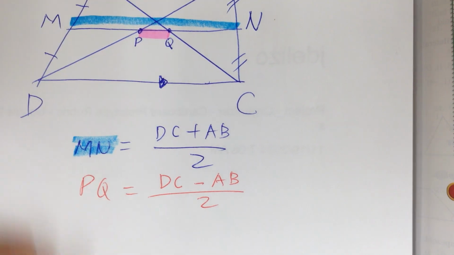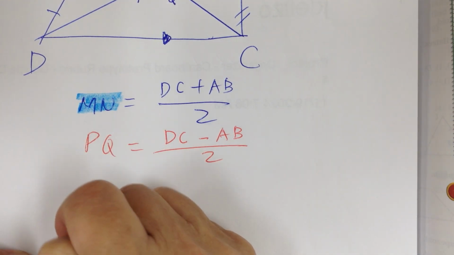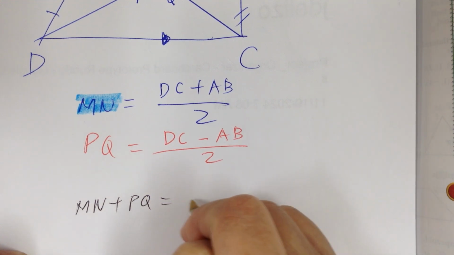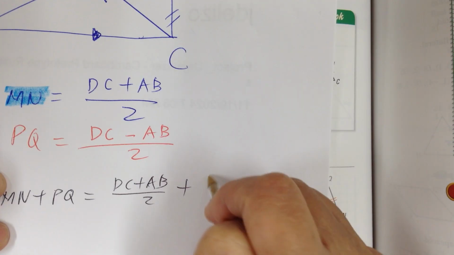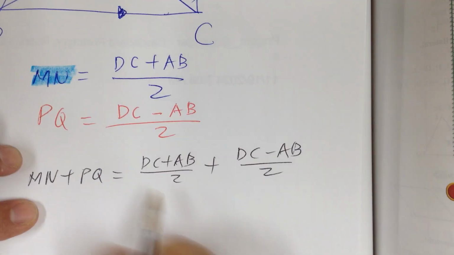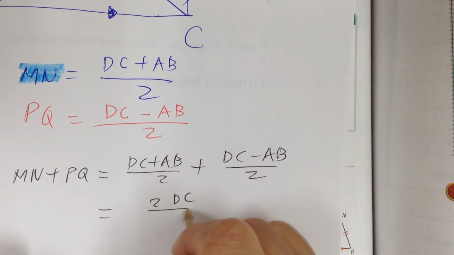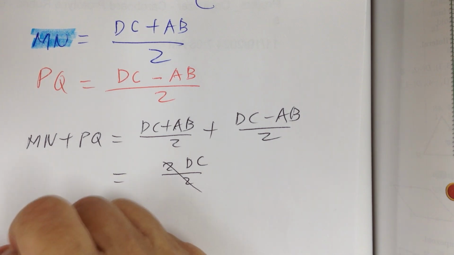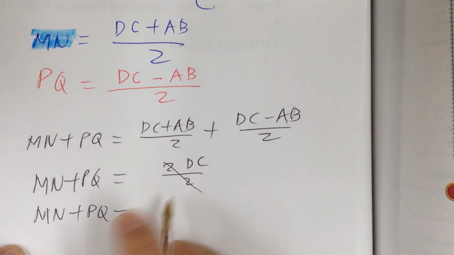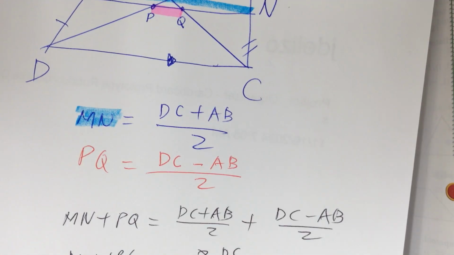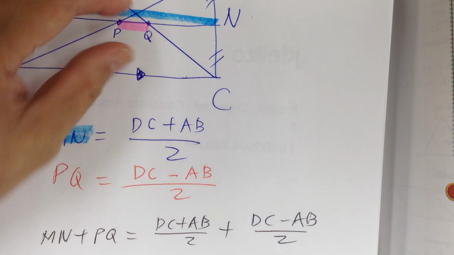Now, what happens if you add these two together? What happens if you have MN plus PQ? Let's see what you will get. You add this together, so you get DC plus AB over 2 plus DC minus AB over 2. When you add all this together, the AB terms cancel out. So you get 2 DC over 2, and MN plus PQ will equal DC. See that? So the long mid-segment plus the short mid-segment, when you add, you get the long base.